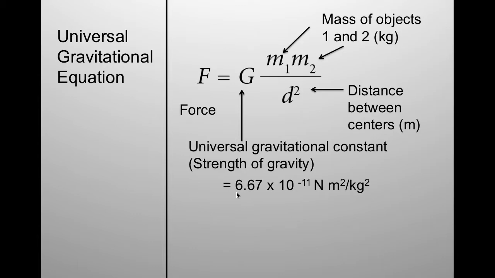The universal gravitational constant is the strength of the gravity, and it is a given number that has already been calculated, and it will always be used whenever you are trying to solve for any of the other variables. The constant is 6.67 times 10 to the negative 11 Newton meters squared over kilograms squared.